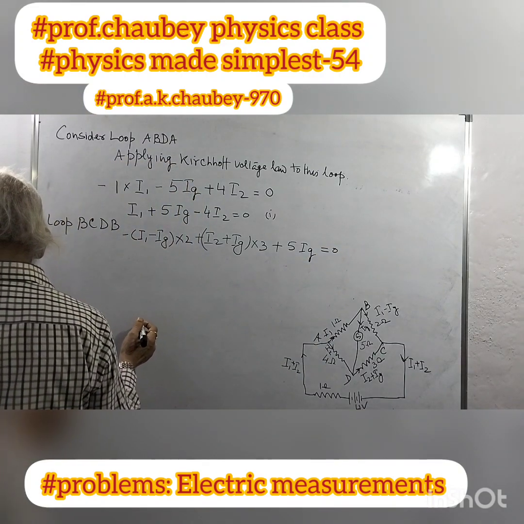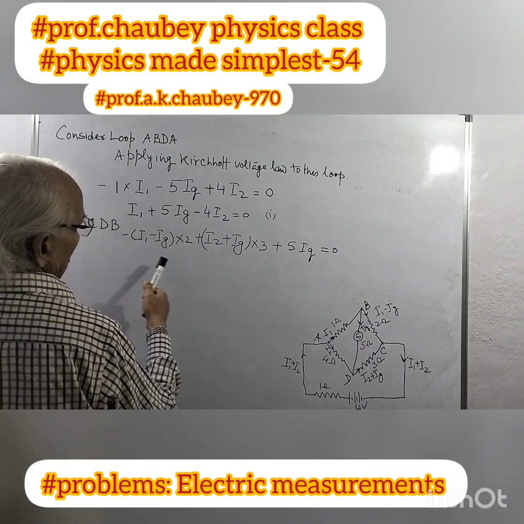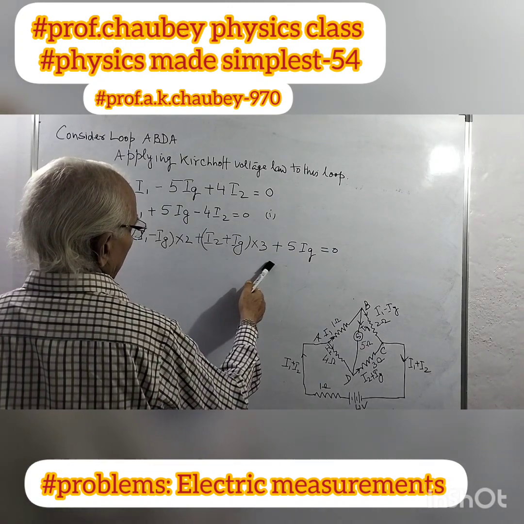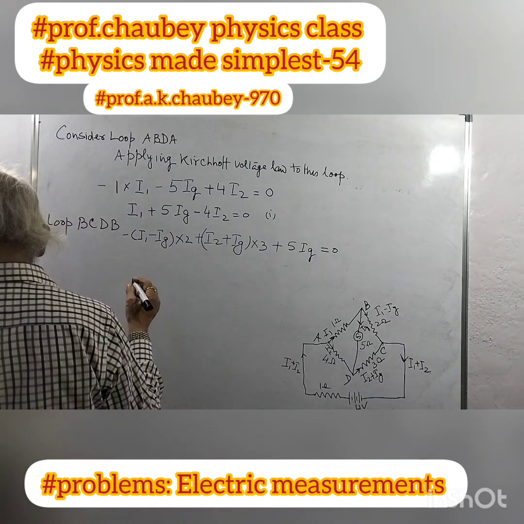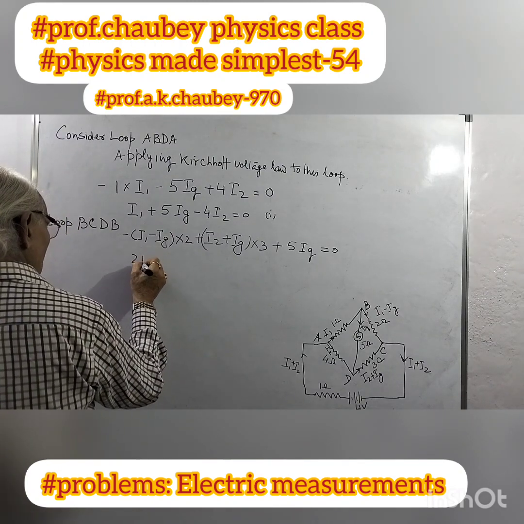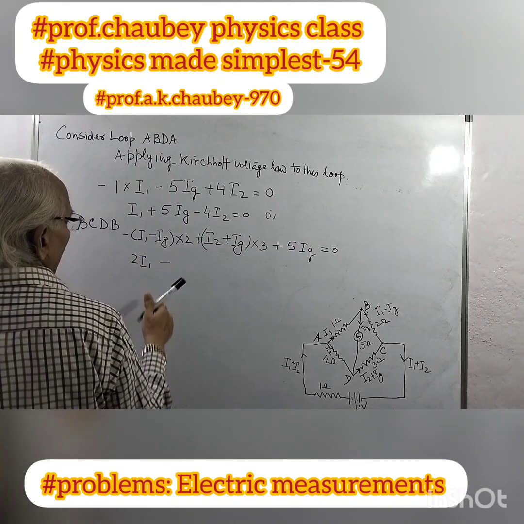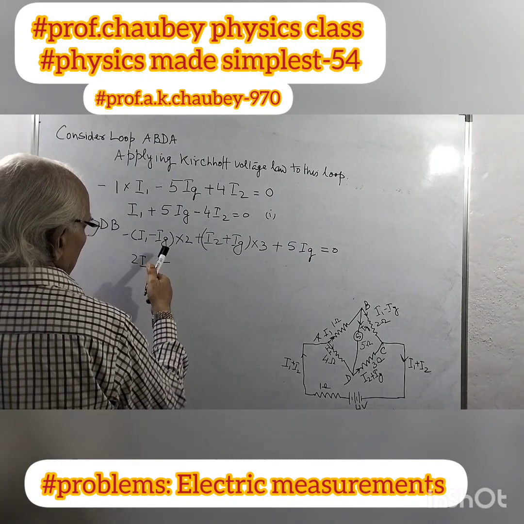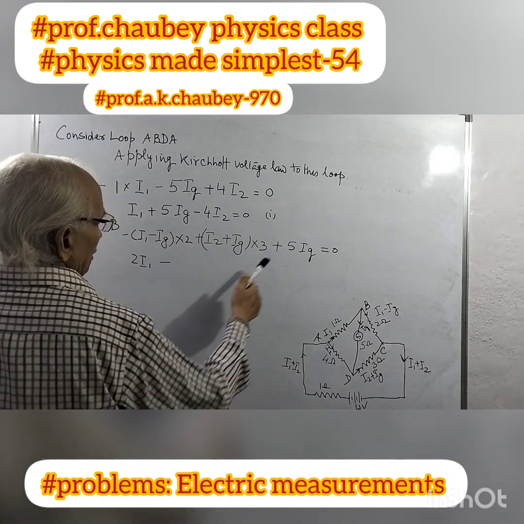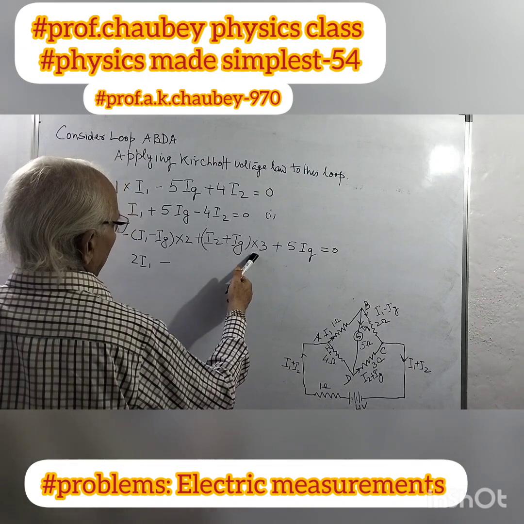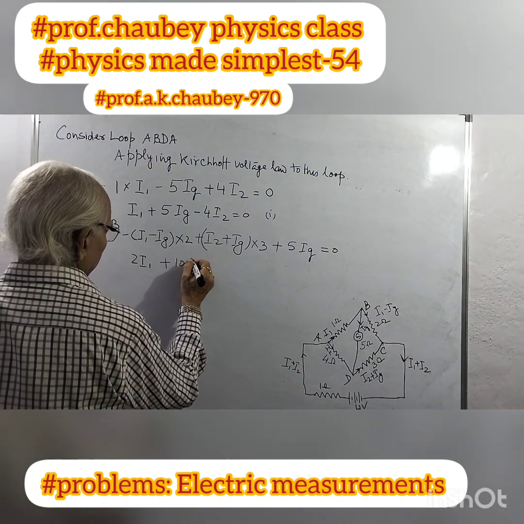So here we write 2I1. I1 minus 5, yes, 2 into I1. So this 2I1, we write 2I1 minus, this is Ig plus, and this is 3Ig, 5Ig, 3, 8Ig, and minus 1 is 10, so 10Ig.